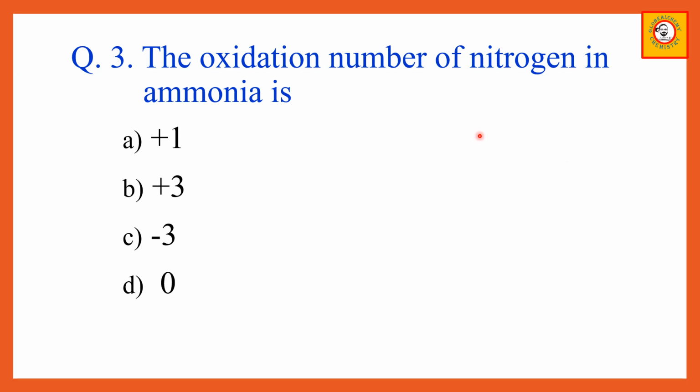Question 3. The oxidation number of nitrogen in ammonia is. The answer is -3. Nitrogen has a higher electronegativity than hydrogen in the ammonia molecule. When the bond breaks between nitrogen and hydrogen, the negative charge goes to nitrogen and hydrogen is left as hydrogen positive. So nitrogen has -3 oxidation state and hydrogen oxidation number is +1.